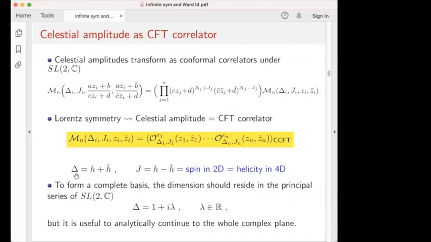So we have this conformal dimension Δ. In order to form a basis for the wave functions in the scattering process, the conformal dimension should reside in the principal series of SL(2,C). Namely, this Δ equals 1 plus iλ, where λ is real. But it's useful to perform analytic continuation of Δ on the complex plane. Then this Δ can be a generic complex number.